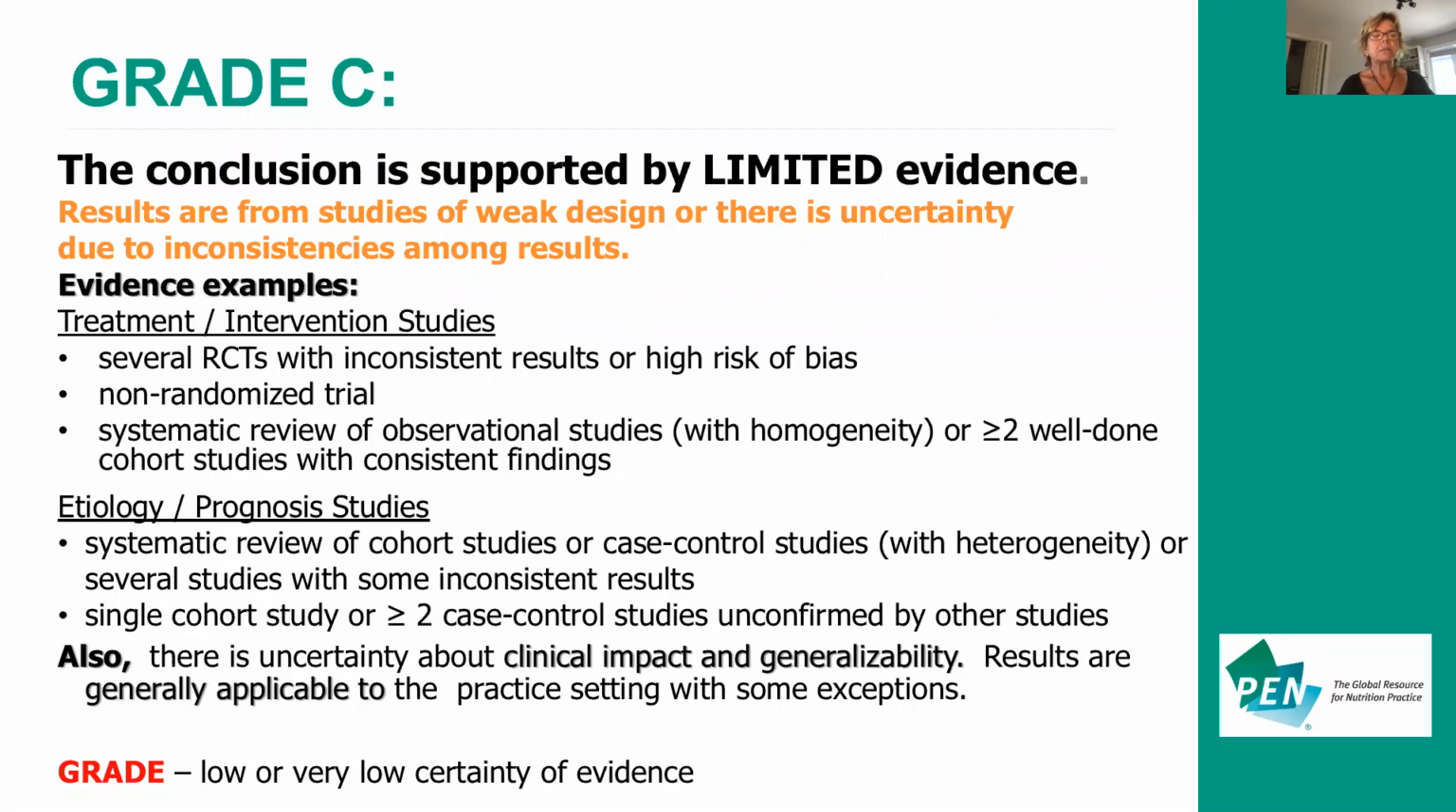So we've got some clinical trials that might be at high risk of bias, a non-randomized trial, or for a treatment intervention, it could be a systematic review of observational studies with consistent findings. If we're looking at a question related to etiology or prognosis, it would be more related to some inconsistent results in the studies. GRADE evidence would be low or very low certainty of evidence.